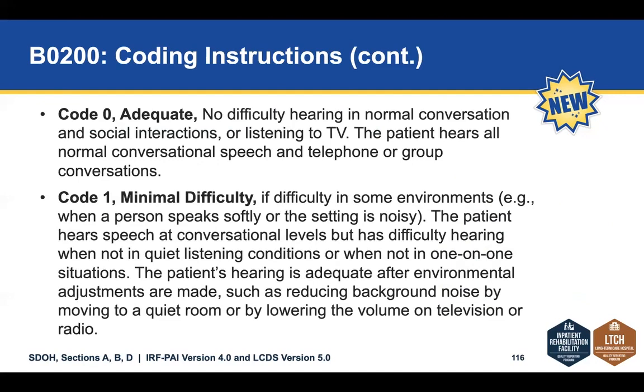If the assessor determines that the patient hears and has no difficulty in hearing normal conversation and social interactions, listening to the television, radio, using the telephone, etc., they should code 0, adequate. If the patient has minimal difficulty, meaning that they have difficulty in some environments, that is, if the setting is noisy or if the person speaking to them speaks softly, but the patient's hearing is adequate after environmental adjustments are made, like reducing background noise or moving to a quieter area, the assessor should code 1, minimal difficulty.